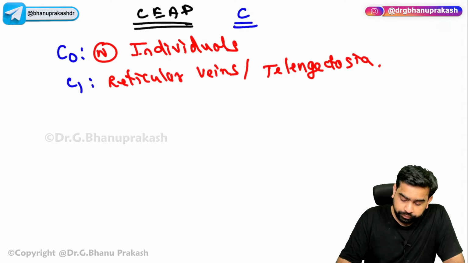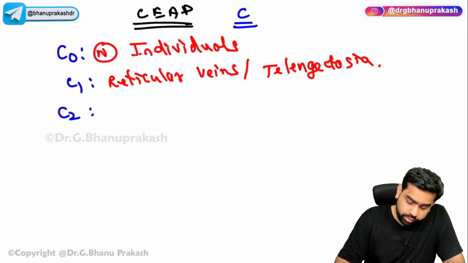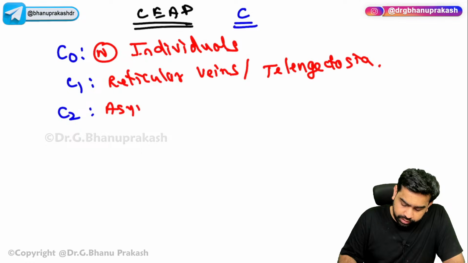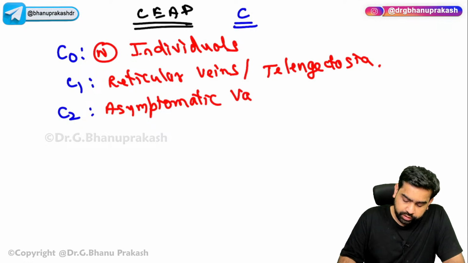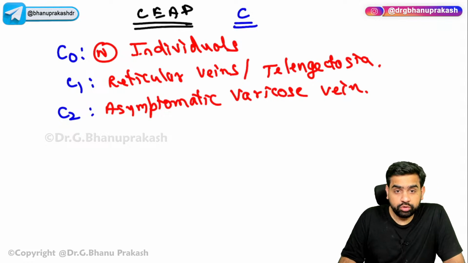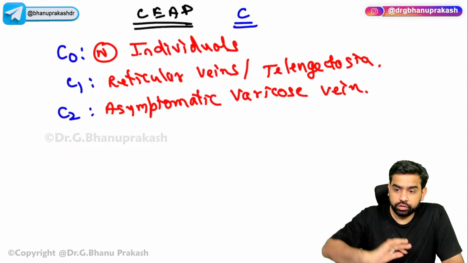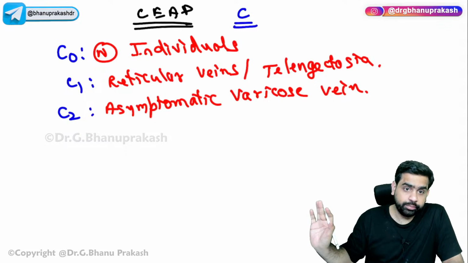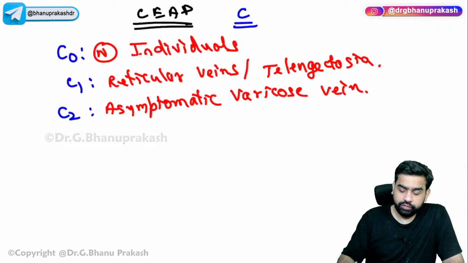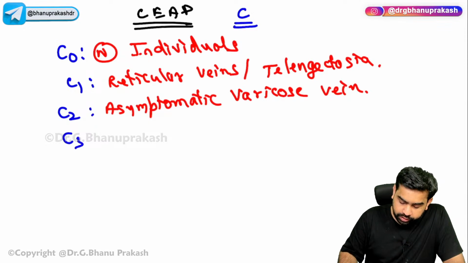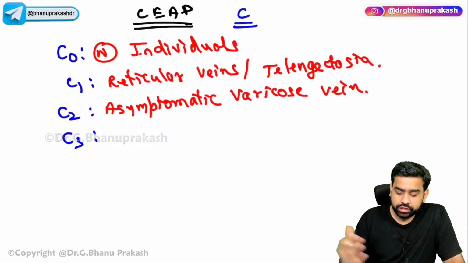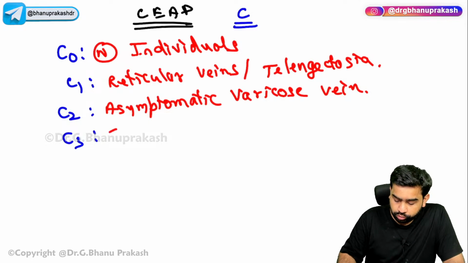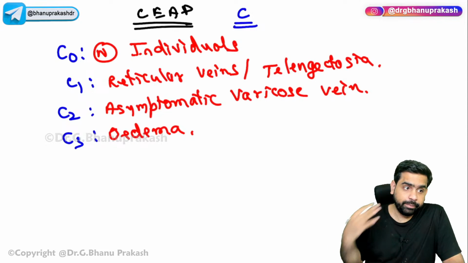What about the C2? C2 is basically asymptomatic varicose vein, that there is a varicose vein, but the patients are having no symptoms at all. That is an asymptomatic varicose vein. What about the C3? The symptoms start, but the very basics of the symptoms have developed at this point of time. So edema has developed. That is the very basics of the symptoms.